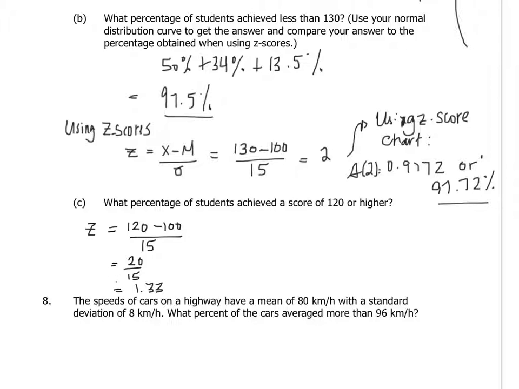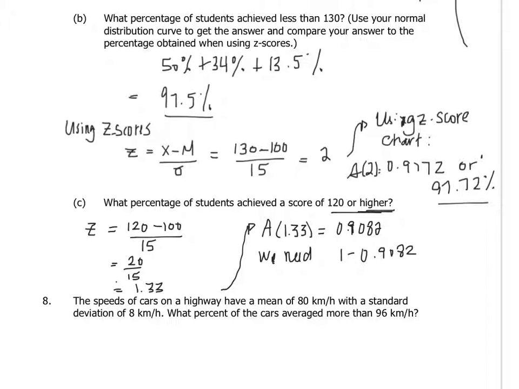So if we check our z-score table, the percentage of data to the left of 1.33 would be 1.3, and then go over to .03 on the table, which is 0.9082. Now that represents the data to the left. We need 1 minus 0.9082 because we want 120 or higher, so that's going to mean to the right.